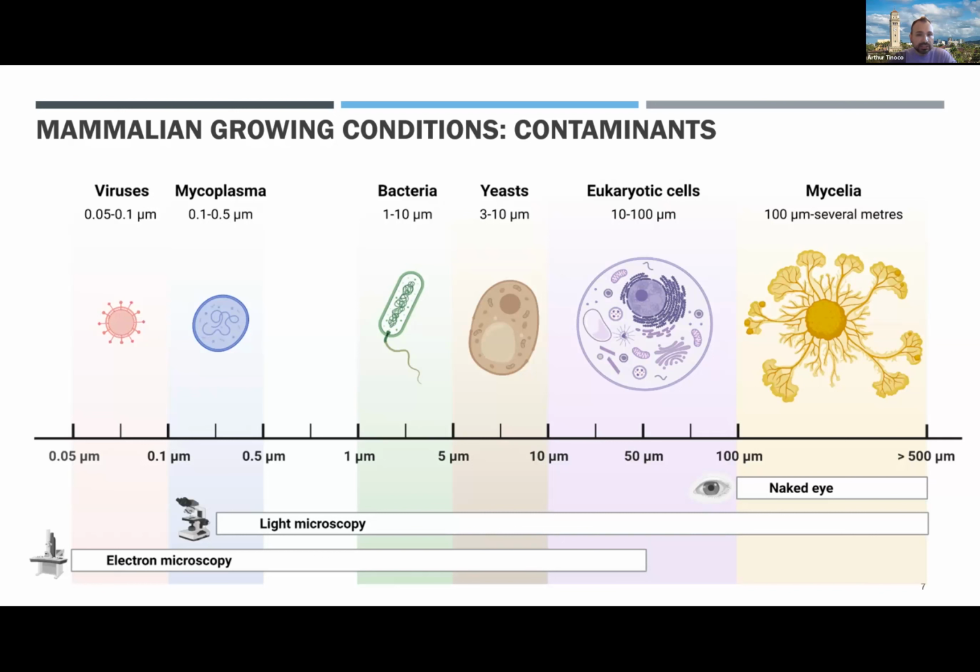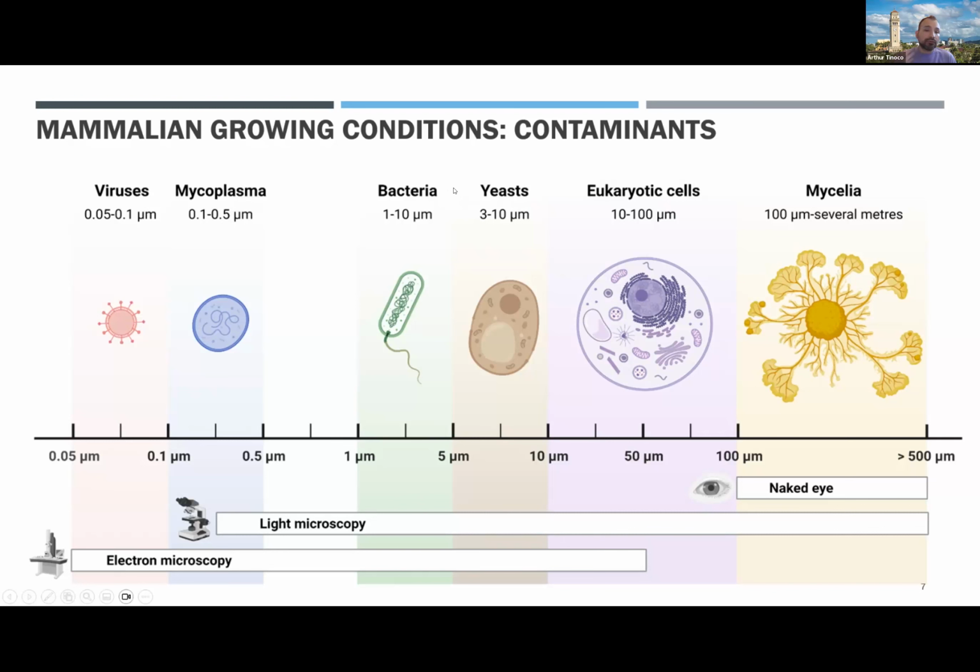All right, so let's look at these things. The way these organisms are represented is in terms of size. You have mycelia that you can actually see with your own eyes. You have eukaryotic cells that can potentially enter the plate that are not the mammalian cells you're working with. You have yeast, bacteria, mycoplasma, which can be a very big source of contamination, and viruses.